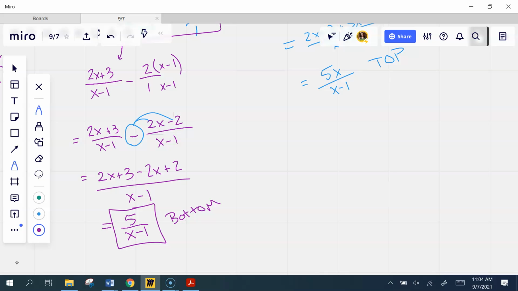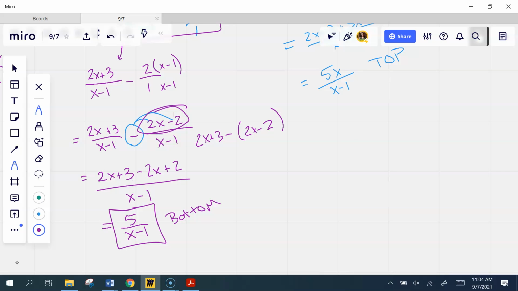All right. I hope you got 5 over x minus 1 for the bottom. But like I did, just change it to minus. That's fine. X's cancel out. Yeah, it'll be 3 minus x. Remember, essentially, I'm subtracting everything up here, so this was 2x plus 3 minus 2x minus 2.